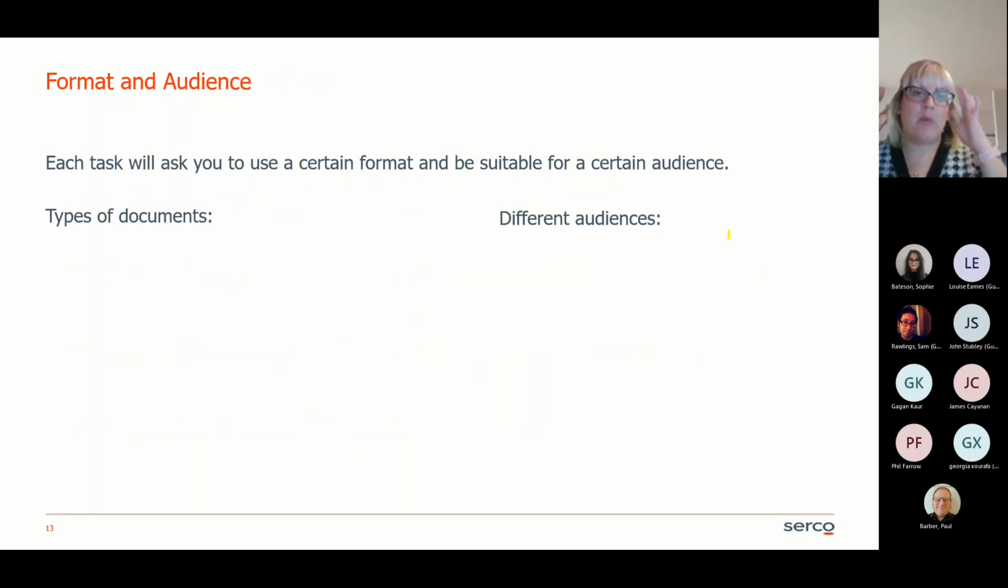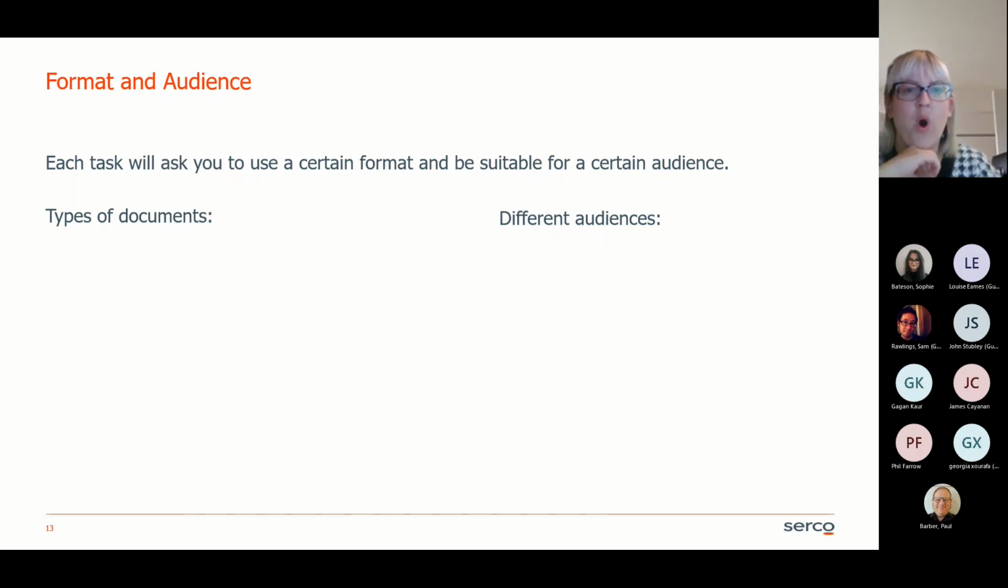So the other thing that we're looking at when we're just trying to decipher our questions, now that we understand the marking criteria a little bit better, we need to understand the format and the audience as well. I'm only going to touch on these briefly today. There are bite-sized sessions for types of documents, I believe, that I will get Sophie to attach in the email later on. So for format and audience, each task will ask you to use a different format and also be suitable for a certain audience.